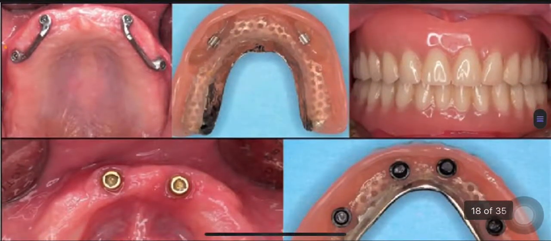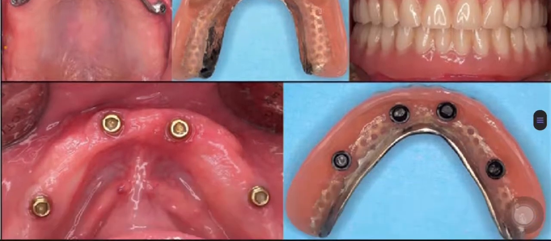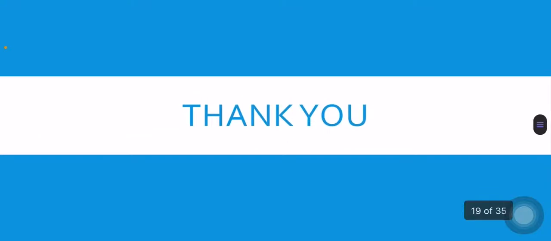These are some examples of the full edentulous implant cases. And thank you for your listening.